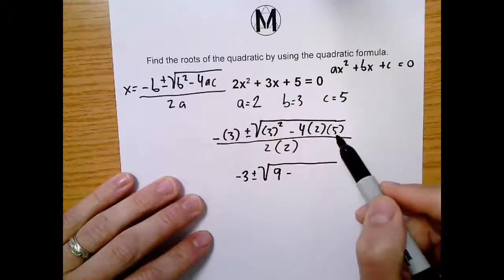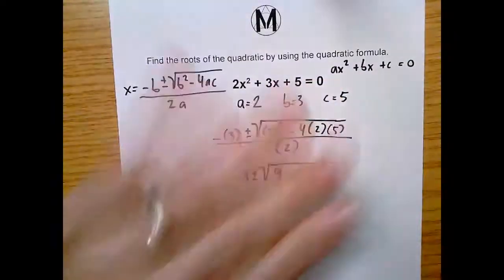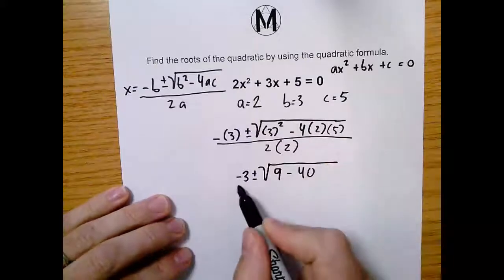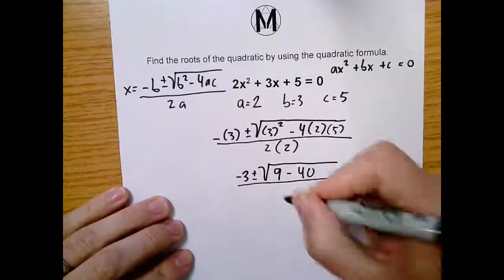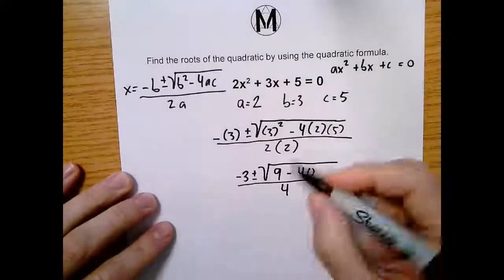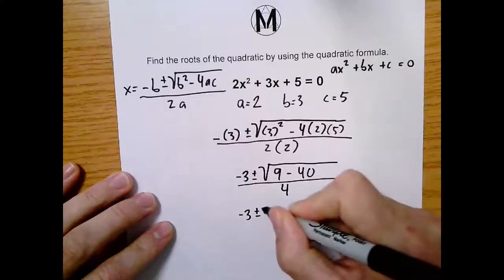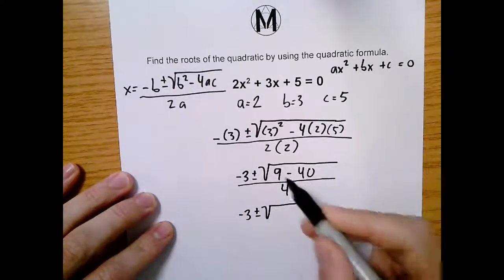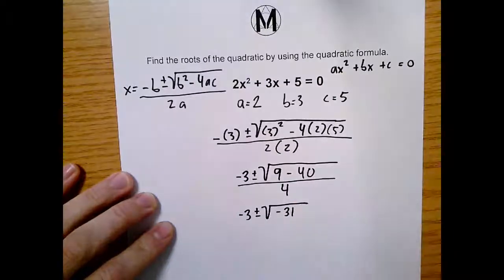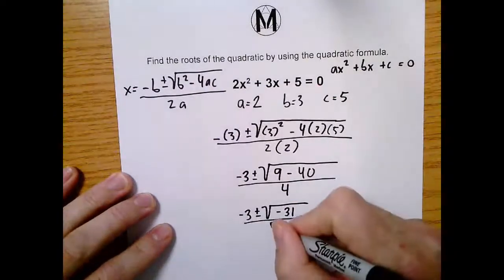And 8 times 5, what's 8 times 5? So we say 8, 16, 24, 32, 40. It's 40. And we divide that by, well, what's 2 times 2? 4. Let's keep mathing. Okay, so we just bring down the negative 3 plus or minus the square root of, well, 9 minus 40 is negative 31. Okay, and that's going to be divided by 4.